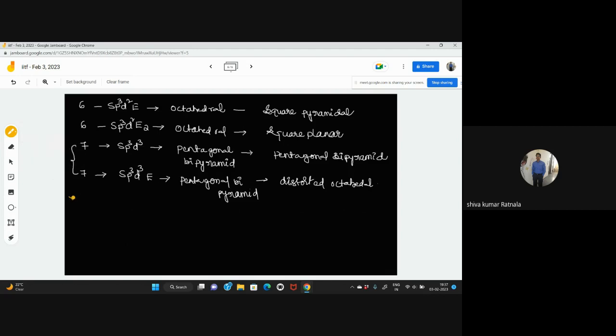Now what are the shapes and structures I'm writing? Now you people know linear, no? How will linear be represented? Linear means one line, straight line. This is the central atom. Let me write, I'm taking A as the central atom arbitrarily, and B are atoms attached.